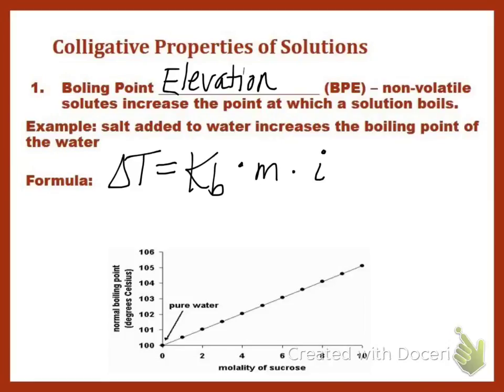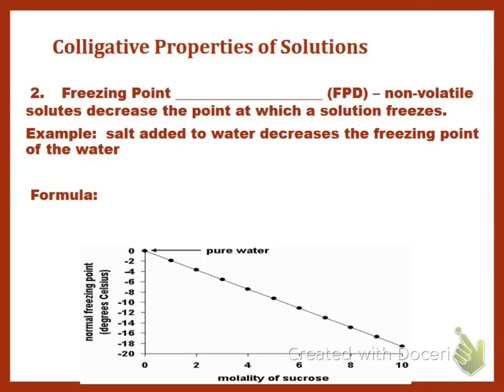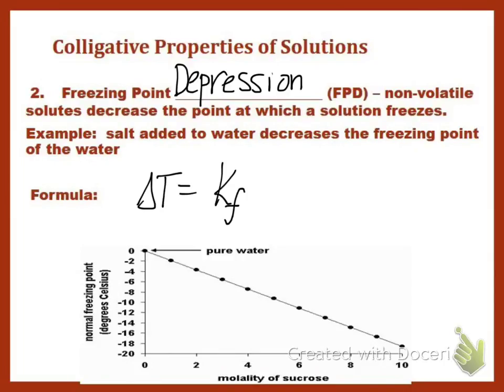The next one is freezing point depression. Whenever they think it's getting close to freezing outside, what do they put on the road? Salt. I mean, a while ago we put salt in water to make it boil higher. Now we're going to put salt in water to make it freeze lower. They're opposite. So when I add a non-volatile solute, it lowers the freezing point. And its formula is this. Delta T equals KF times m times i. They look very familiar to each other, don't they? So now I'm going to show you what those things mean.